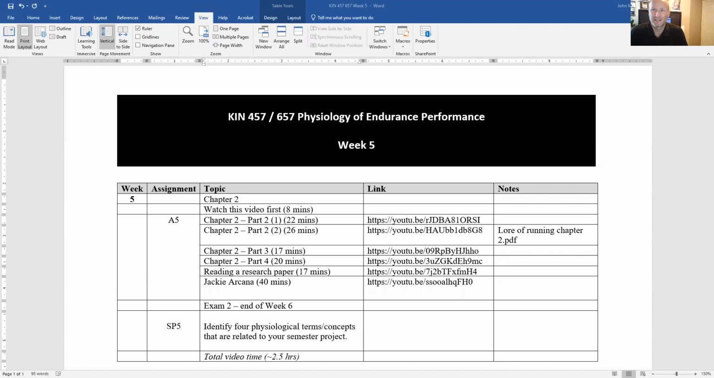And as I said last week, this chapter is just packed with good information. Now, what I'm focusing on this week is the continued exploration of the term running economy. Running economy, you should know, is operationally defined as the rate of oxygen consumption for a given running speed.